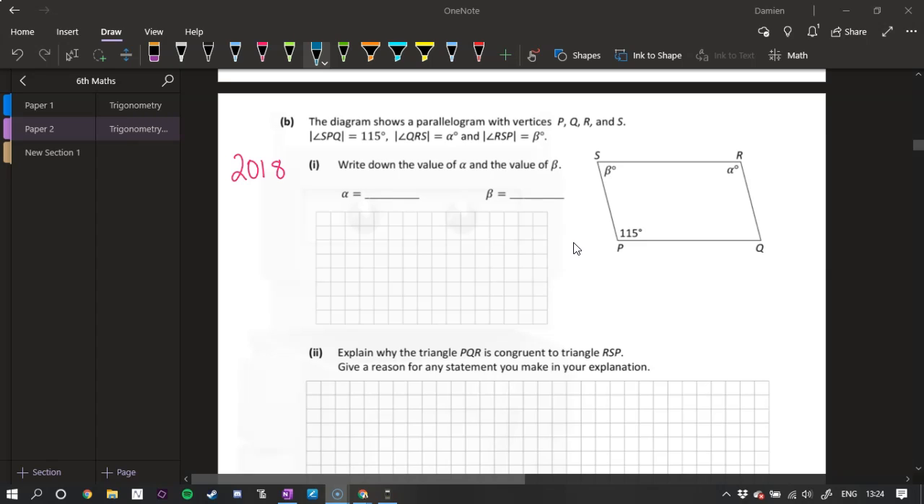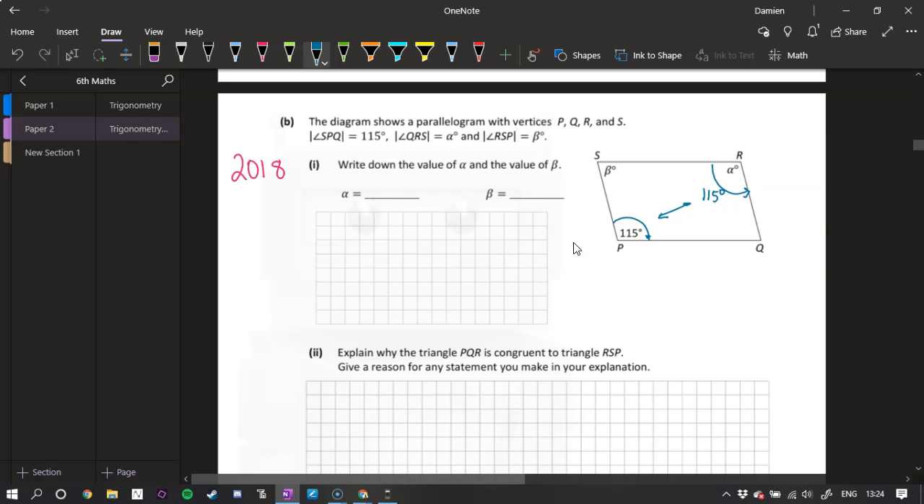So moving on with 2018, we've got a parallelogram and we're asked to find alpha and beta. This is a fairly simple one. This here is 115 degrees, which means that this across from it, alpha, is also 115 degrees, because the opposite sides of a parallelogram are always equal to each other.